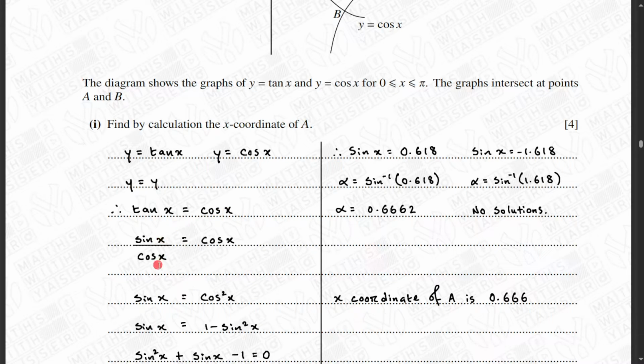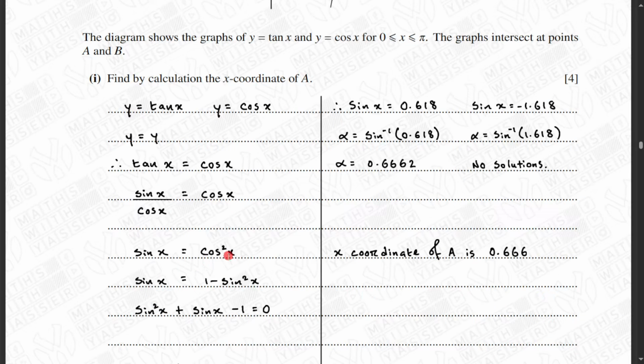Or I can say sin x by cos x equals cos x. If I cross multiply, I get sin x equals cos square x. I can manipulate cos square x by writing 1 minus sin square x. So if I bring all these to the left hand side, I get sin square x plus sin x minus 1 equals 0.